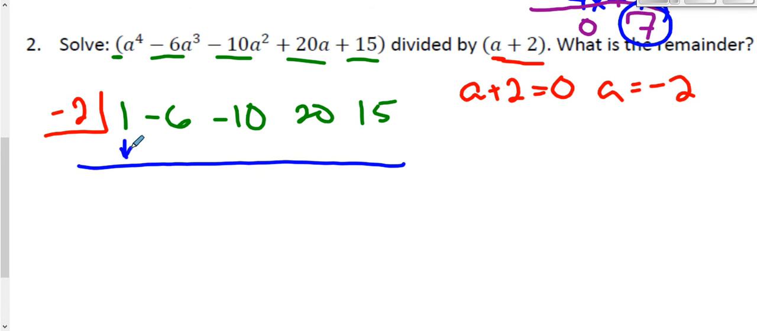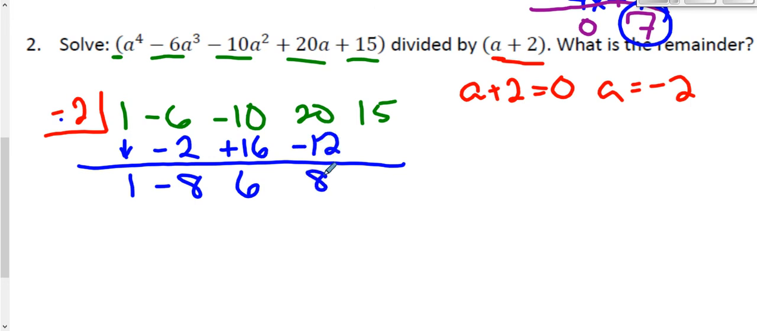So I'll bring down my first term, multiply it by the top left, negative 2, and add up and down. I get negative 8. I'm going to take that negative 8 and multiply it by the top left. It'll become positive 16, and add up and down, I get 6. Multiply it by the top left, negative 12, add up and down, I get 8, and 8 times negative 2 is negative 16, add up and down, I get negative 1.